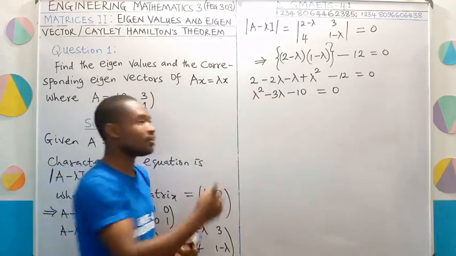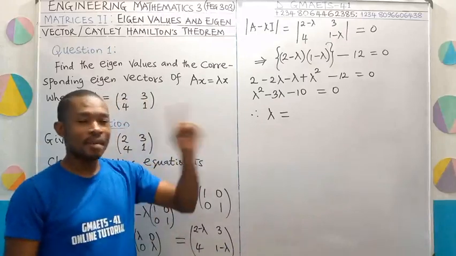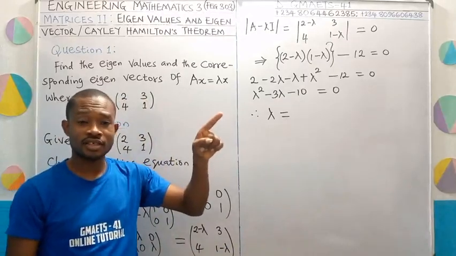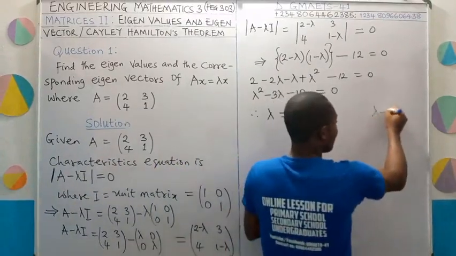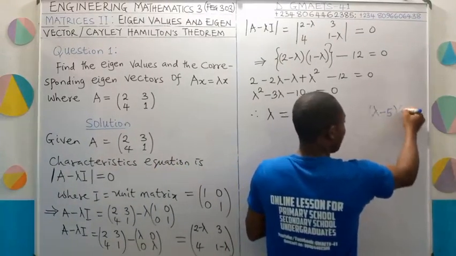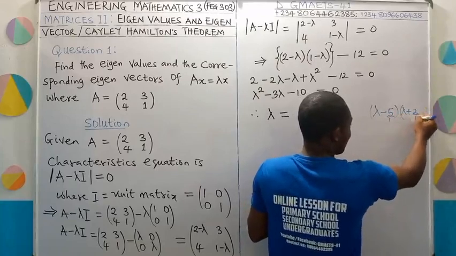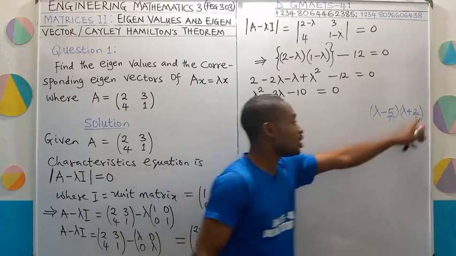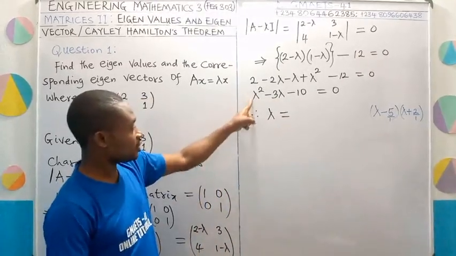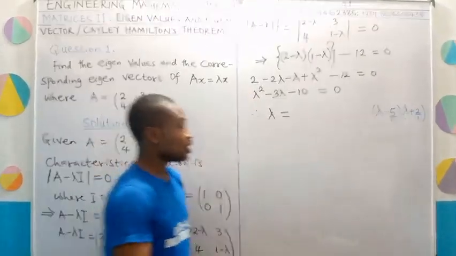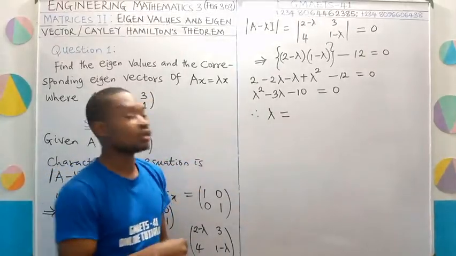How do we now get the value of lambda? It's simple. Therefore, lambda is equal to, now listen, that minus 5, change the sign. Because here the factors we are talking about are simply lambda minus 5 and then lambda plus 2, divided by 1, divided by 1. This minus 5 is over 1, this 2 is over 1, because of the coefficient of lambda squared. Anyway, we've already said that minus 5 and plus 2 will do the work for us.